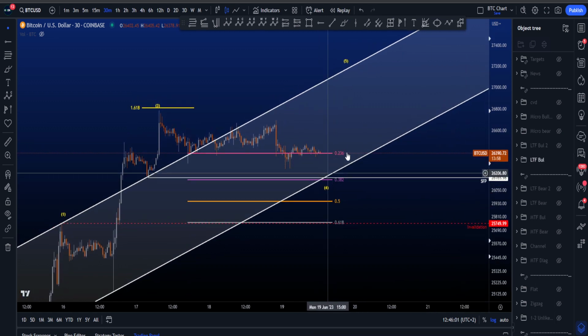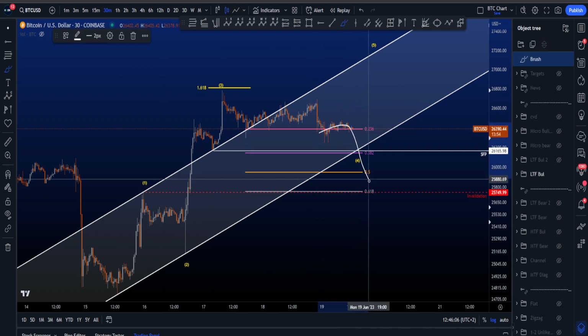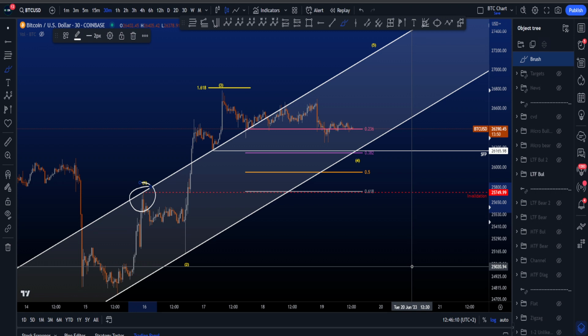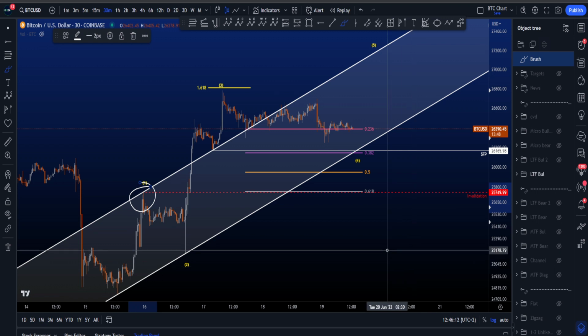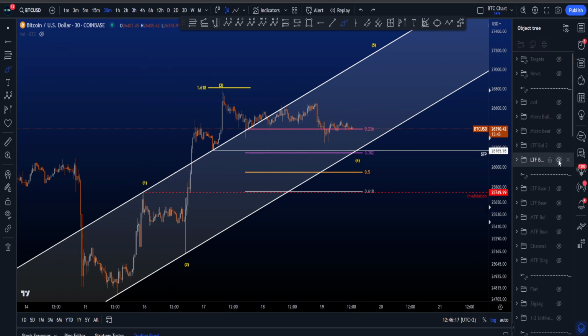After wave 4, we then expect a continuation to the upside. Now, the invalidation for this scenario is that price would continue to the downside and hit this area over here at 25.8k, as that is then the price action of wave 1, and you don't want to see wave 4 and wave 1 overlap in an impulsive structure.